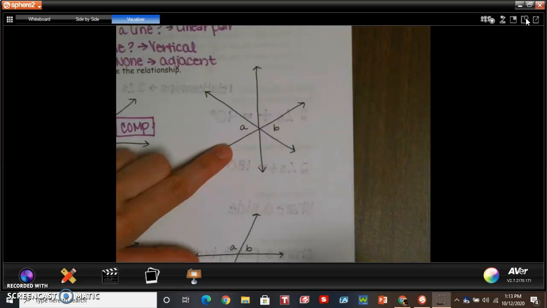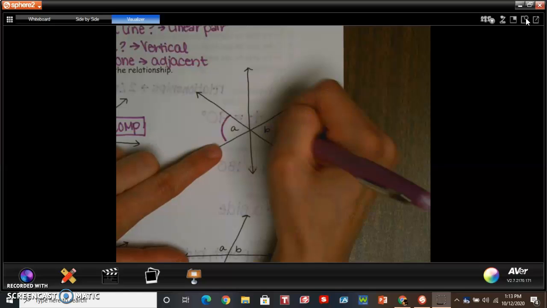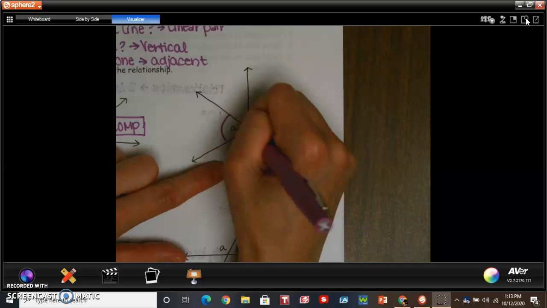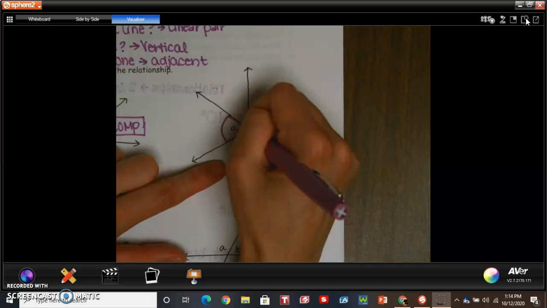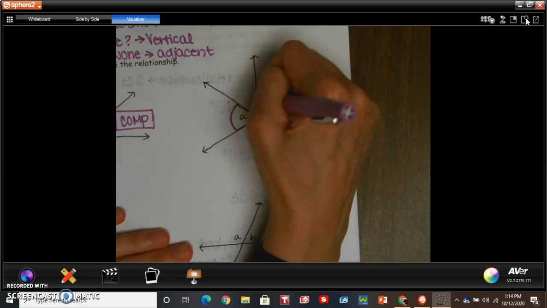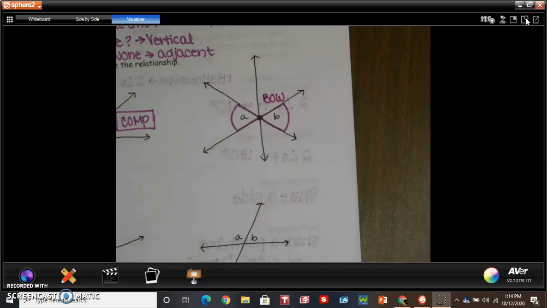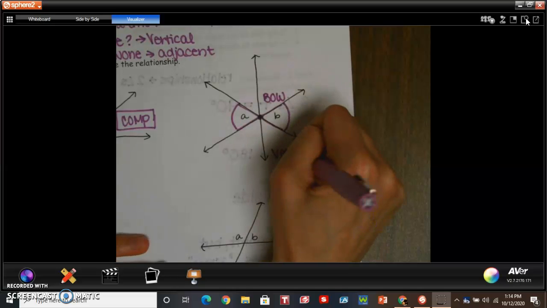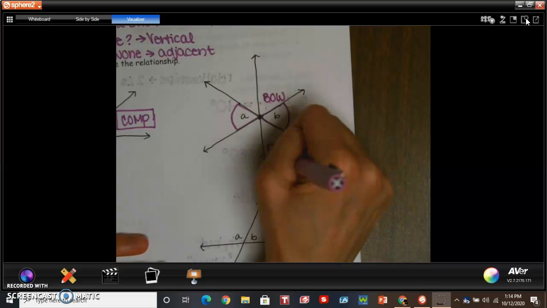Okay, let's look at this one. Here's angle A, and here's angle B. What I like to do is connect them like so, and I notice it creates a bow tie. Remember, if it creates a bow tie, then it is vertical. So box, line, and bow tie.